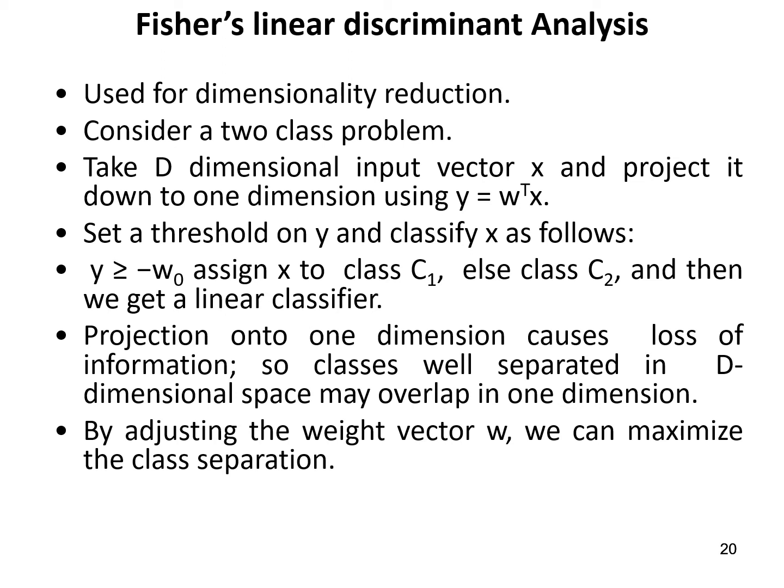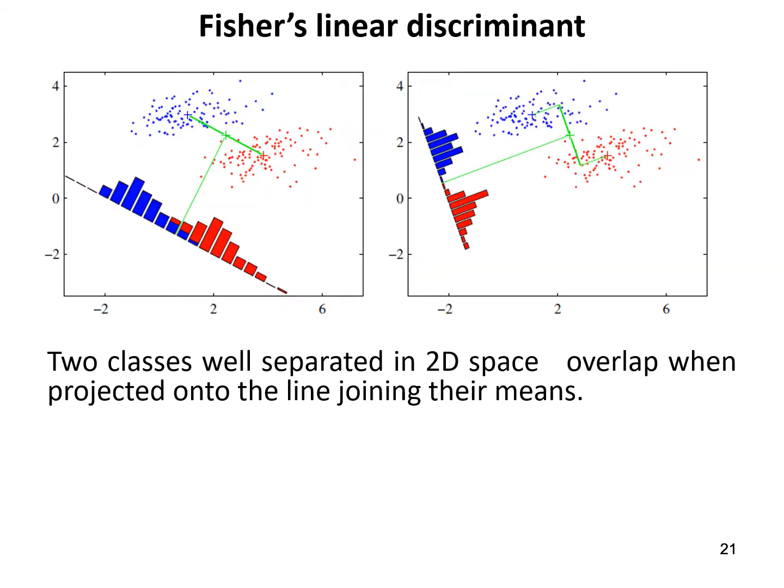Projection onto one dimension causes loss of information, so classes well separated in the d-dimensional space may overlap in one dimension. By adjusting the weight vector w, we can maximize the class separation. The figure shows two classes well separated in 2D space that overlap when projected onto the line joining their means.